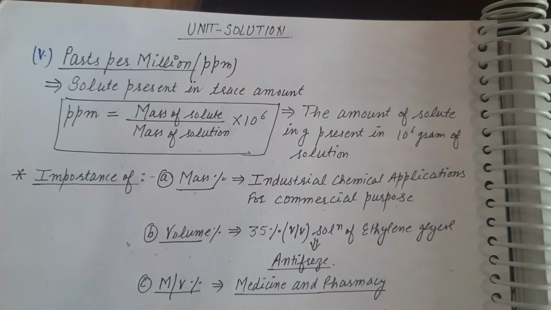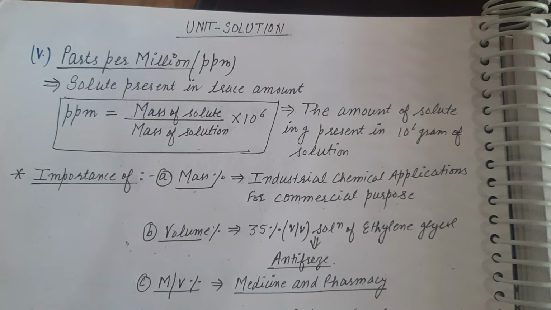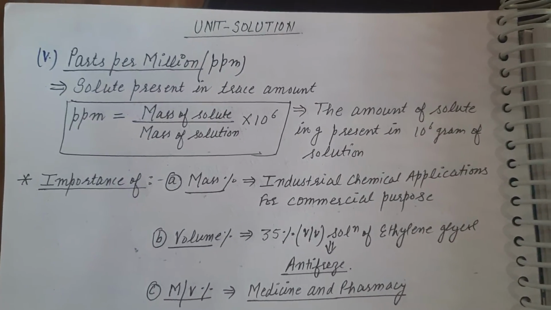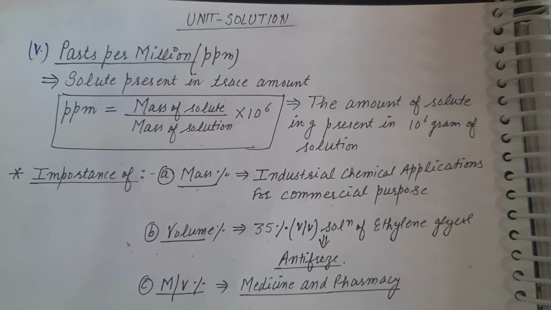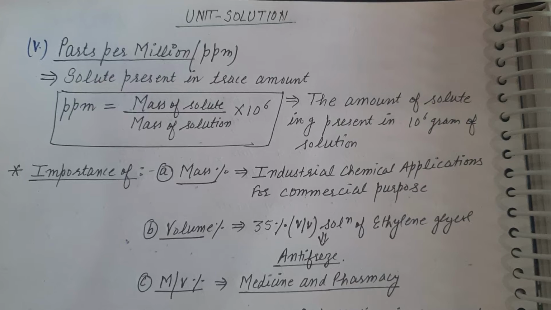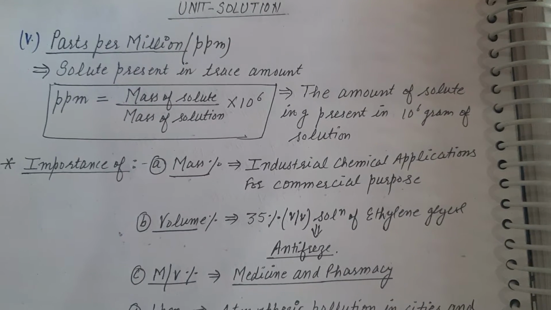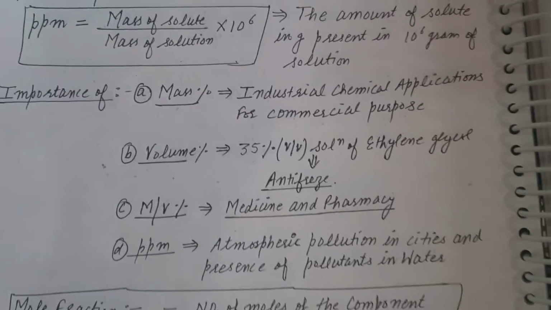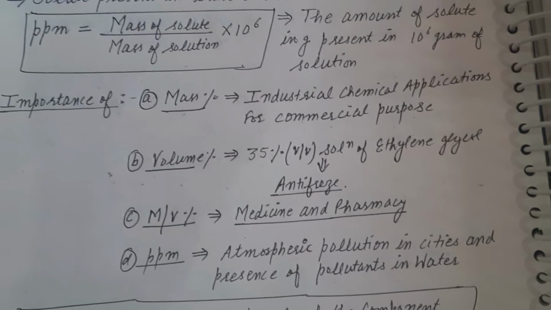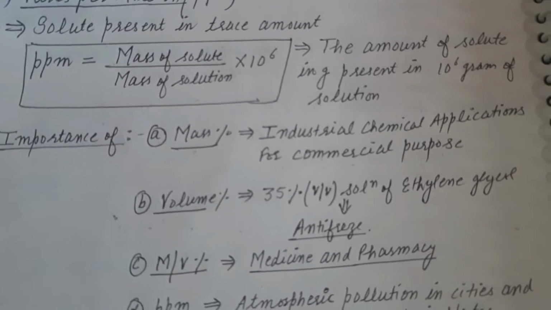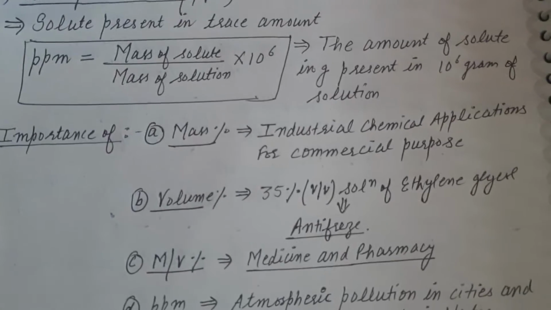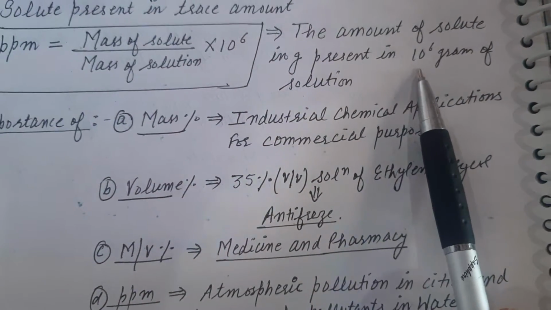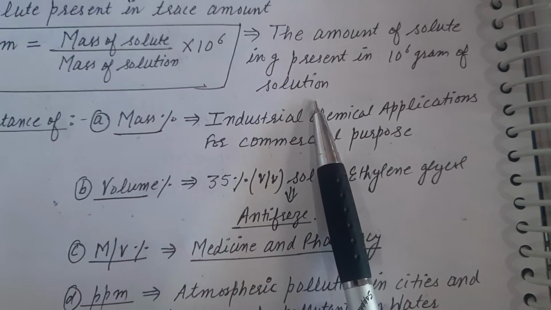The next expression for the concentration of a solution is parts per million, denoted by ppm. It is used when the solute is present in trace amounts, meaning when the solute is present in very small amounts compared to the solvent. Million means 10 raised to power 6. ppm is equal to mass of solute upon mass of solution into 10 raised to power 6, meaning the amount of solute in grams present in 10 raised to power 6 grams of solution.